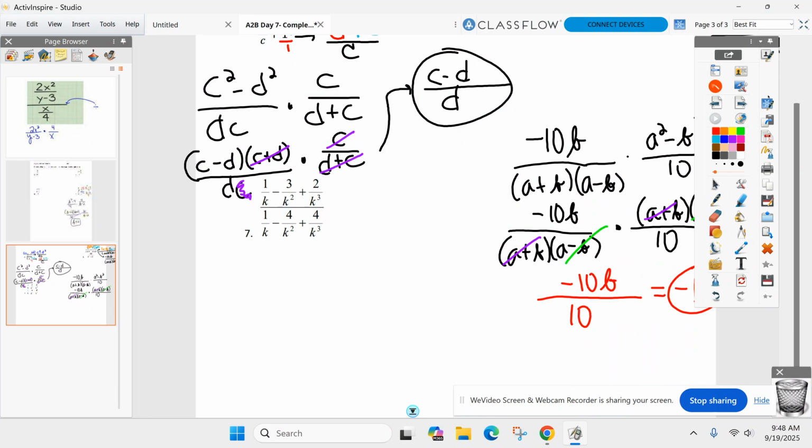How many fractions are on top? Okay, well, you've got to combine them into one. How many fractions are on the bottom? You also have to combine them into one. So let me help you first. Let me go to the top because it's the same as the bottom.